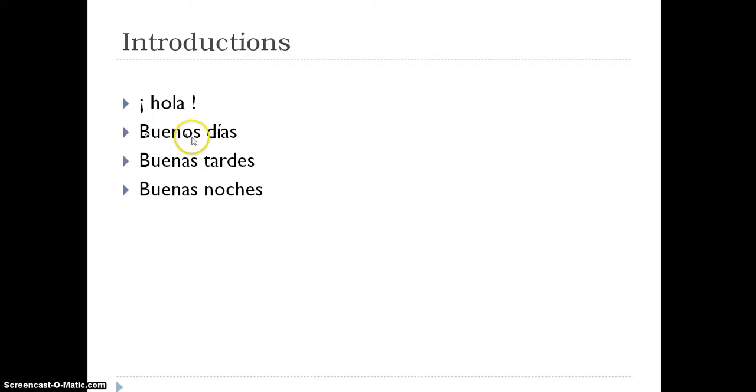Note here that it's buenos días. The word día, although it's got an A on the end here, is actually irregular, so it's masculine. So we have buenos días, and the OS relates to the fact that this is masculine plural. Buenas for tardes, because tarde is feminine, and it's also plural, and the same for noches as well. So buenos días, buenas tardes, buenas noches.